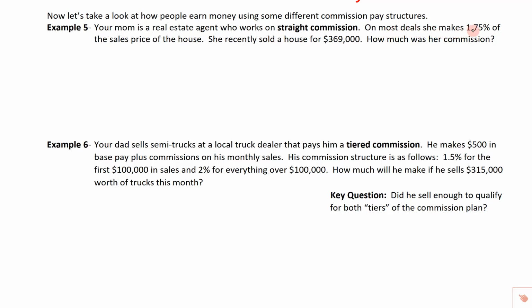So on most deals, she makes 1.75% of the sale price of the house. She recently sold a house for $369,000. How much was her commission? So we're going to set it up like this. We're going to write COMM for commission, and I'll try and have decent penmanship. Commission. Her commission is equal to a percentage of the price. So it's 1.75% of the sales price of $369,000.